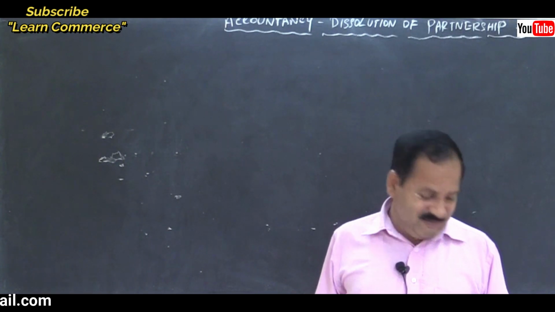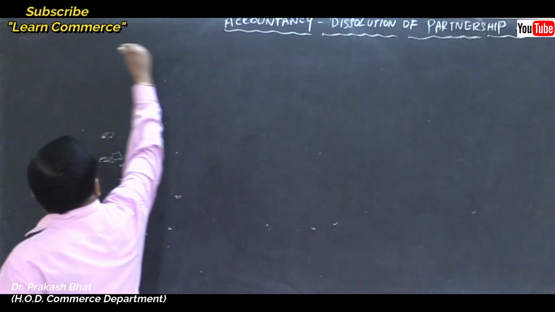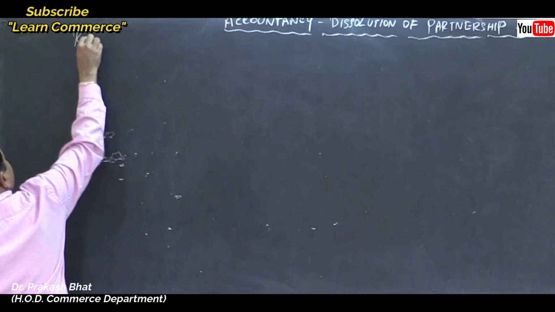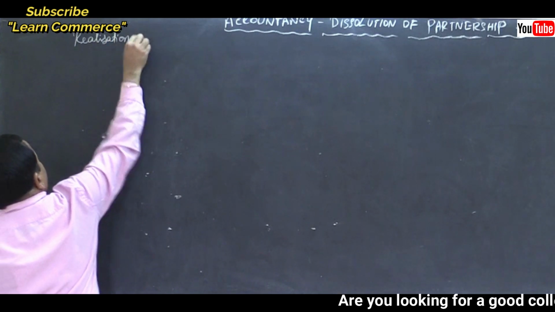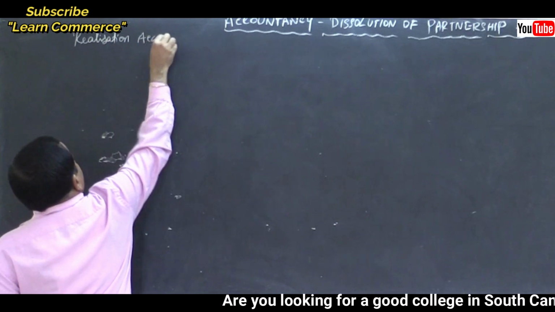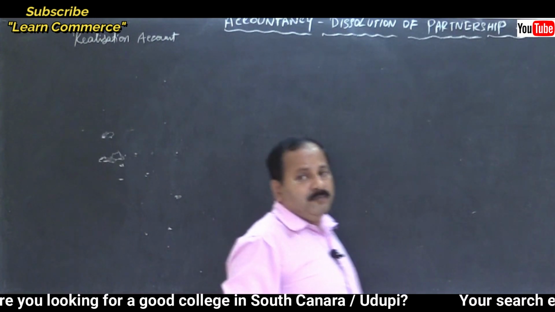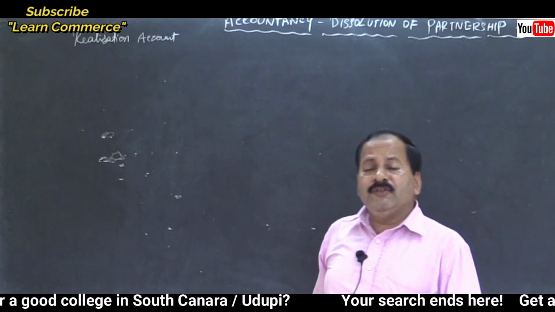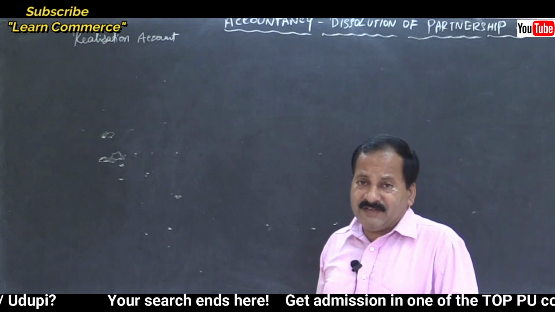So let us solve it. Realization account. Draw the columns. Do it fast. You should be very quick, because in board exam you will get 12 marks problem means hardly you will get 18 minutes of time.